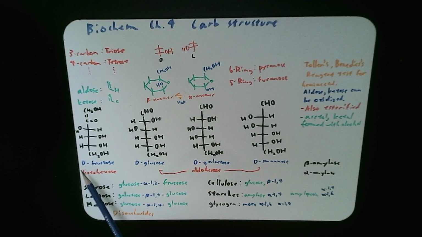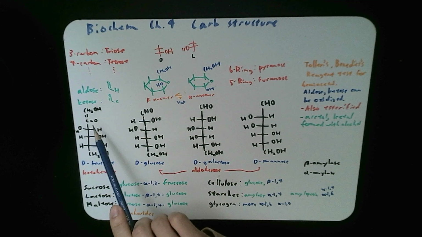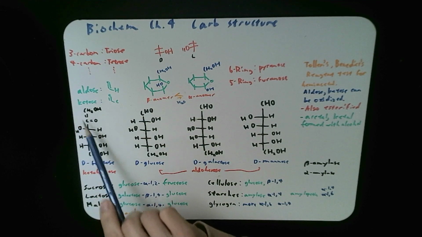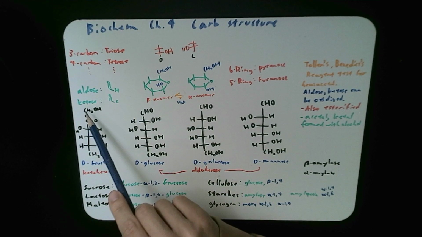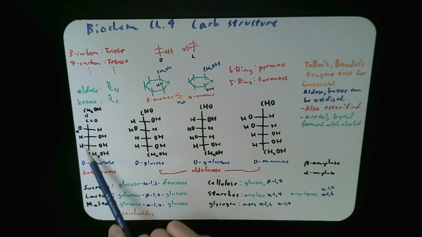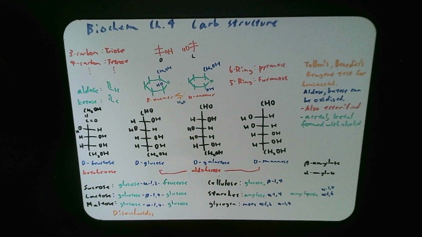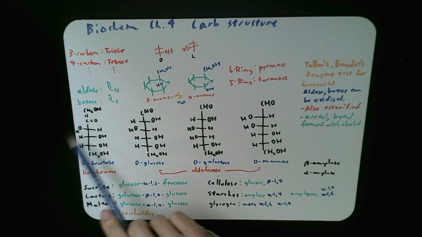We have D-fructose, which is a ketohexose because it has a carbonyl carbon bonded to two C's at the very end here as the most oxidized group, and is a 6-member chain. 1, 2, 3, 4, 5, 6. It's a D-fructose. The only OH here to the left is on the top.